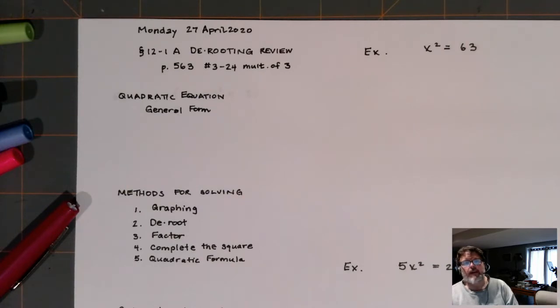So we're doing section 12.1a. I'm actually doing 3 days on 12.1, and we're talking about derooting. So we're doing page 563, 3 through 24 multiples of 3, so it's just 8 problems.